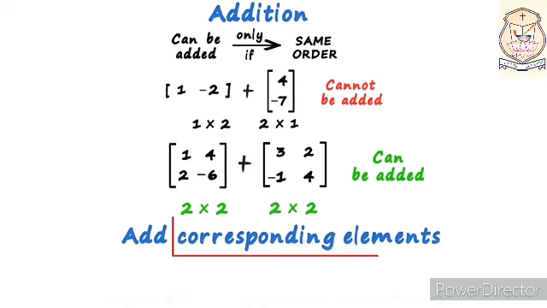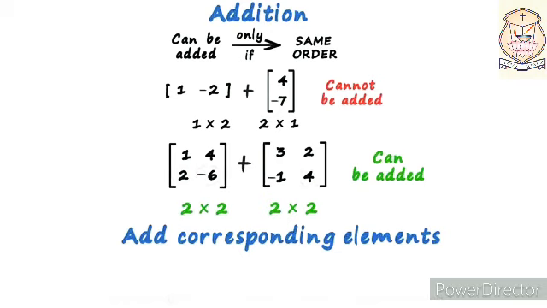What do we mean by corresponding elements? The corresponding elements are the elements which have the same positions. In these two matrices, 1 and 3 are corresponding elements. Both are the 1/1th elements. 4 and 2 are corresponding as both are 1/2th elements. 2 and minus 1 are corresponding and minus 6 and 4 are corresponding.